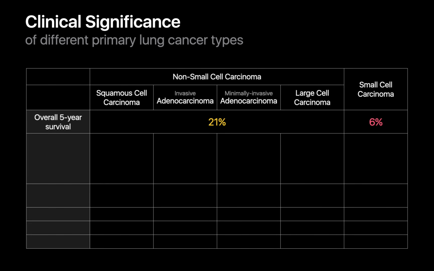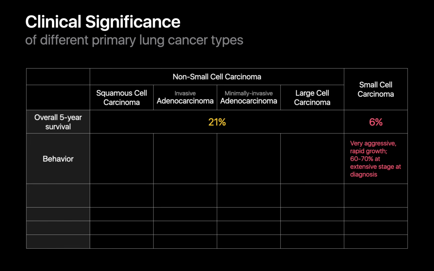While overall 5-year survival for non-small cell lung cancer is around 21%, 5-year survival rates for small cell lung cancers are less than a third of that, at around 6%. Survival rates for small cell lung cancer are very low because small cell lung cancers tend to be very aggressive tumors that grow rapidly. 2/3 are already at an extensive stage at the time they're first diagnosed.